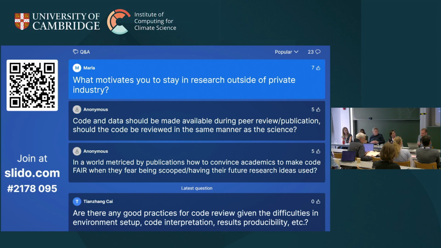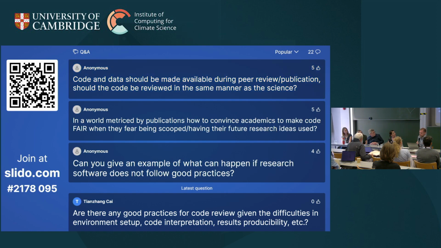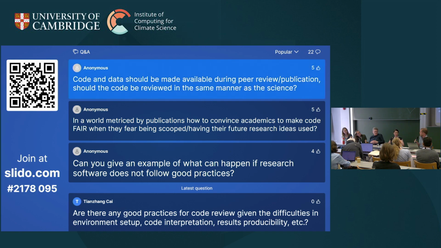Anyway, okay, next question. Code and data should be made available during peer review and publication. Should the code be reviewed in the same manner as the science? Oh, that's a great question. I'll let you just absorb that for a moment, come up with a good answer, and then who's going to go first? You're all looking away, so I'll pick Chris.